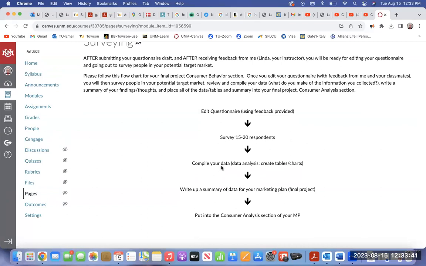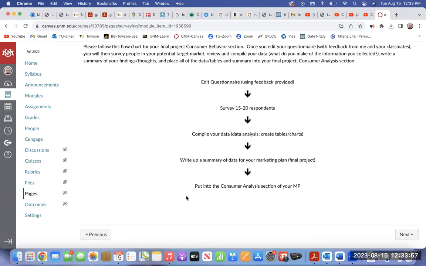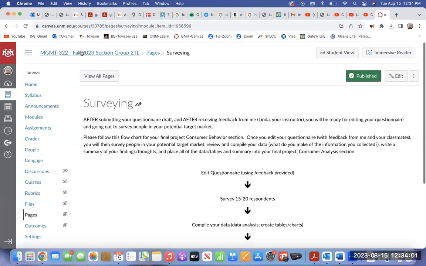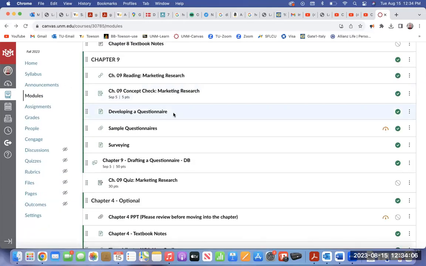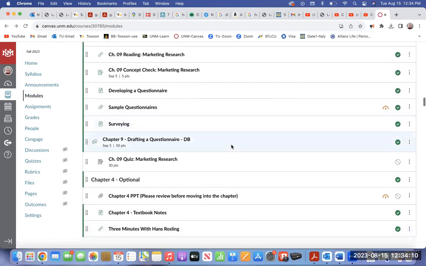Again, I give you lots of samples on how to do this. Nothing difficult, just means, medians, modes, no standard deviation or anything like that. Write up a summary of the data and put it into your consumer analysis. But right now, what we're going to focus on is just drafting the questionnaire during chapter 9, during module 2. So if you have questions on that, let me know.